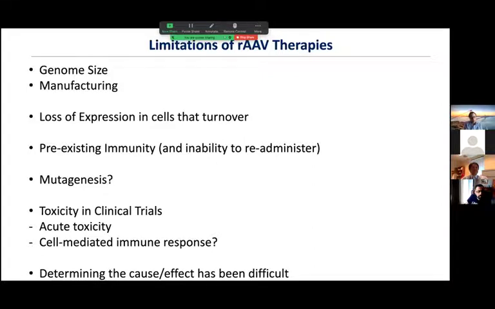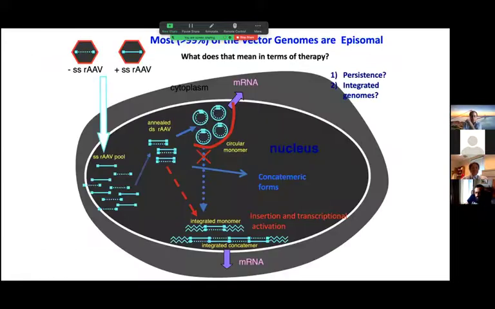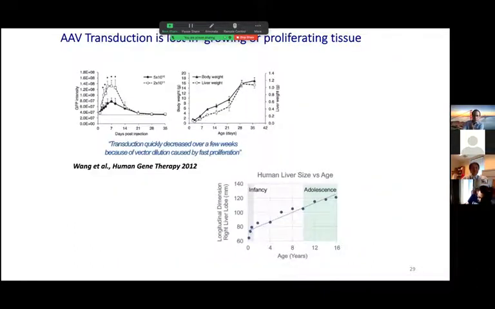And again, for many of these types of events, some of these appear to be somewhat human specific, and it's been very difficult to determine the cause and effect. Now, as I mentioned, AAV is episomal, and it's lost with transgene expression. So if you wanted to treat a proliferating tissue, it's a problem, or even a neonate where a lot of the metabolic diseases would be optimally treated.